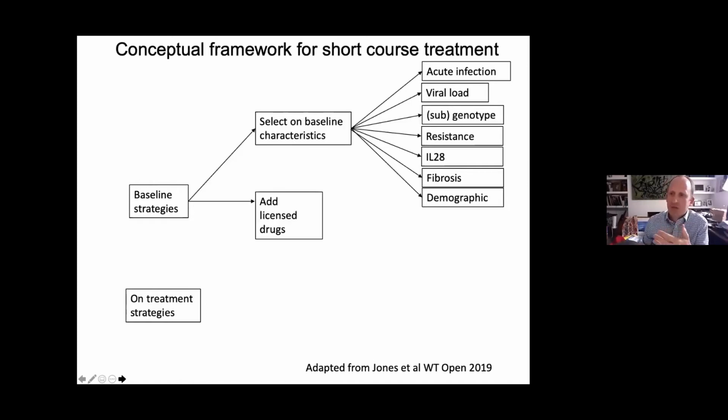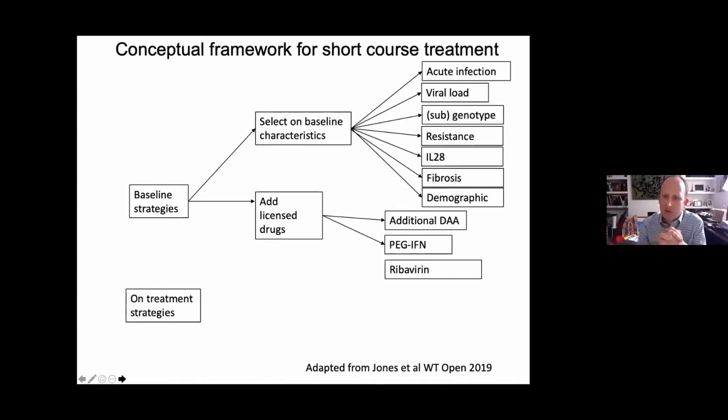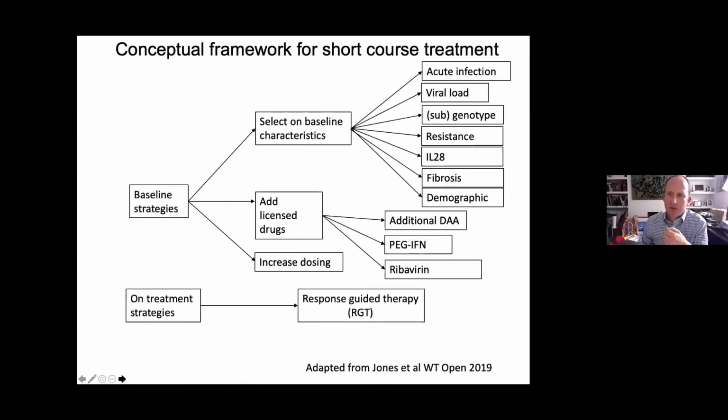Other strategies involve adding licensed drugs, and in particular, I'll talk about 3 of these: additional DAAs, potentially pegylated interferon still and ribavirin, and potentially increasing doses, although there's relatively little literature on this, and I won't go into that in detail. And of course, in the interferon era, on-treatment strategies and response-guided therapy was an important part of care, which isn't really part of care with DAAs, but maybe more that could be done in that area.